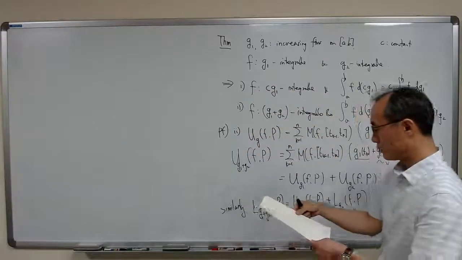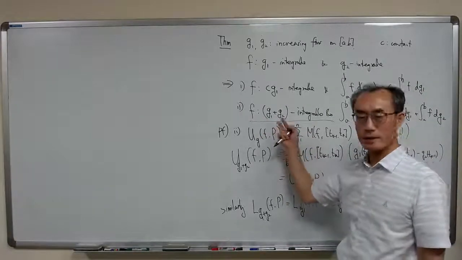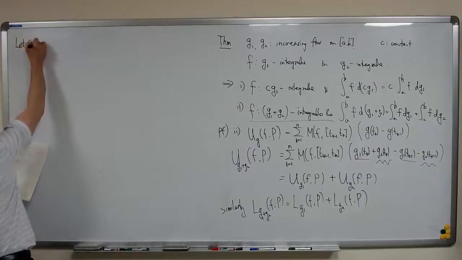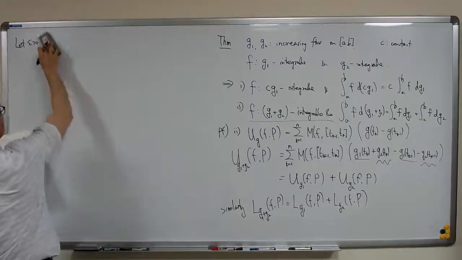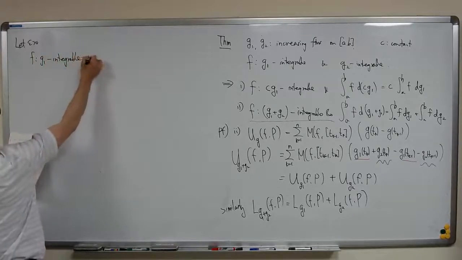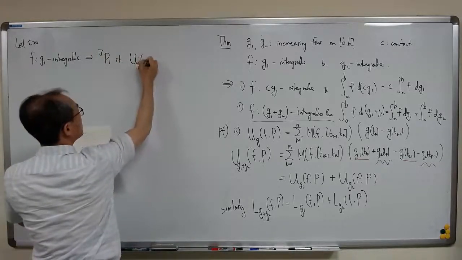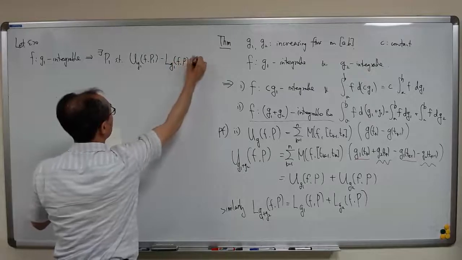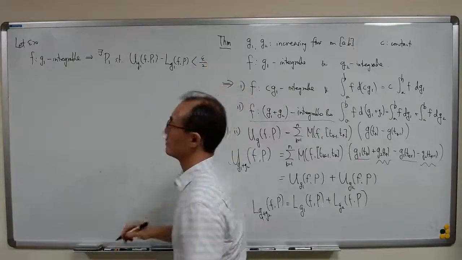Okay, based on this observation, I'd like to prove the integrability, or Stieltjes integrability, of function f with respect to the sum of two functions. To do that, let me start with an arbitrary epsilon. Function f is g1 integrable, which implies there exists a partition P1 such that the difference between the upper sum and the lower sum gets smaller than the arbitrary constant epsilon. However, I'd like to use half of epsilon.